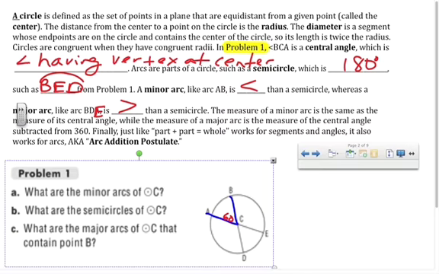Now, you notice in your notes it says that a major arc is 360 minus its central angle. This is what I mean by that. If I was asking you for the measure of arc BEA, does that visually make sense to you that it's 360 minus that little chunk that isn't included, the 60? Does that make sense? Okay.